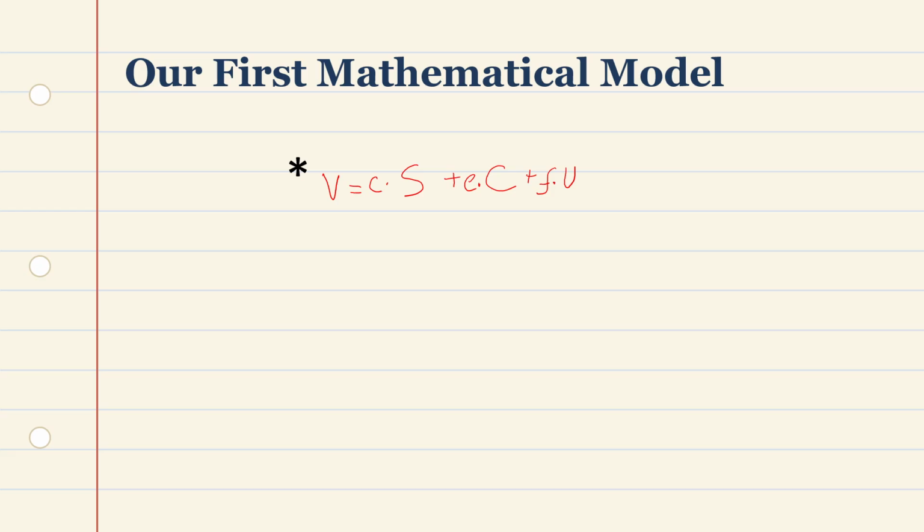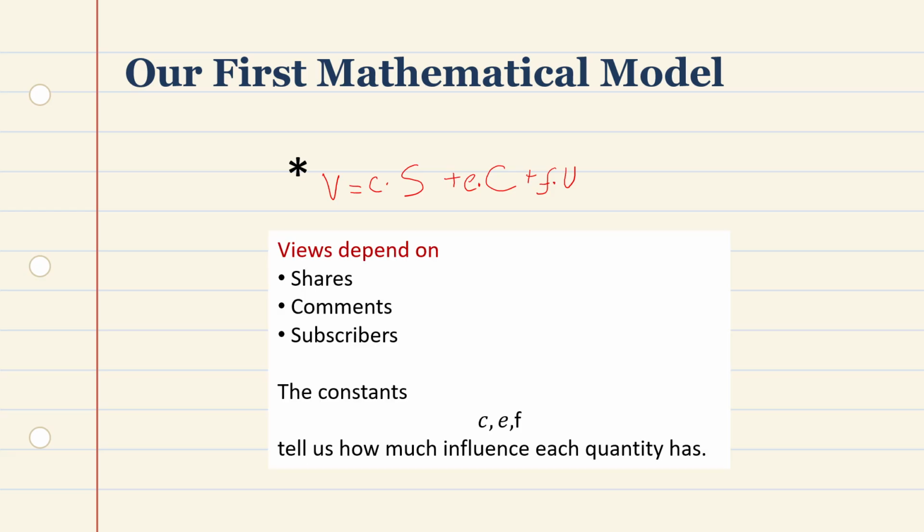There are other factors, but when we start our mathematical modeling, we start with something simple. We assume a few things and then we build on top of that. Now this has become our first mathematical model. So views depend on shares, comments, subscribers.